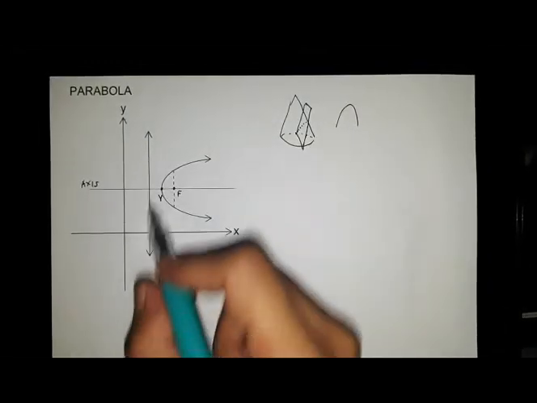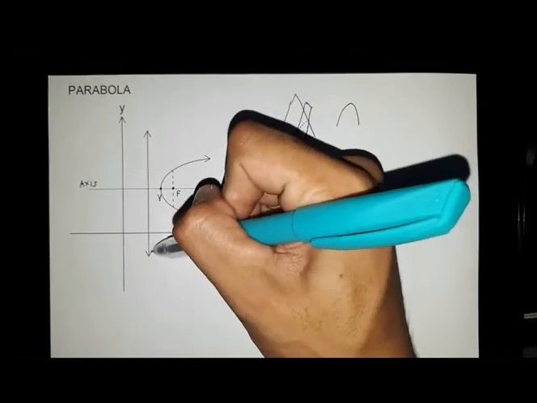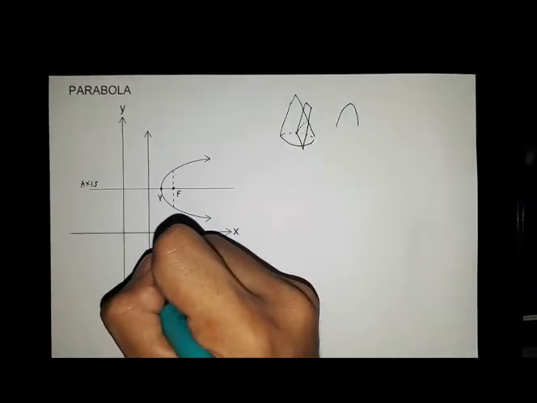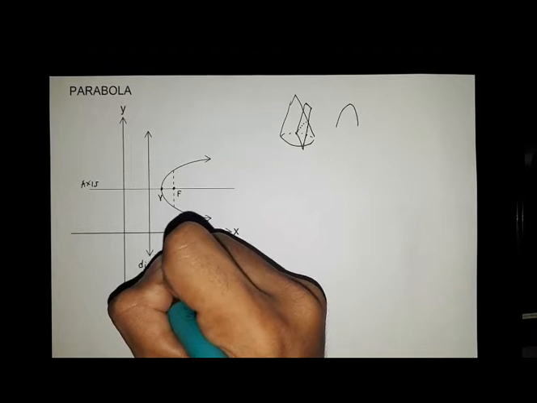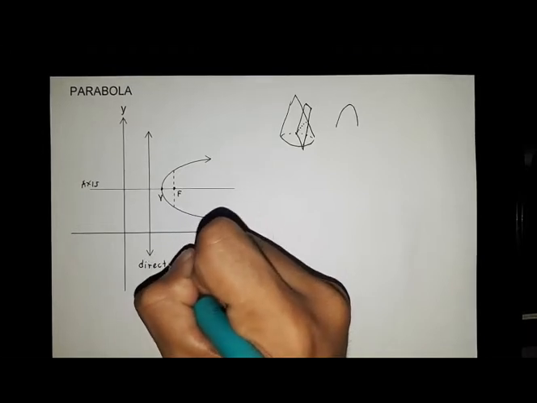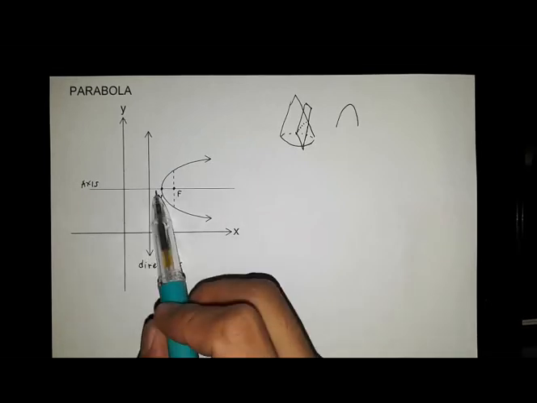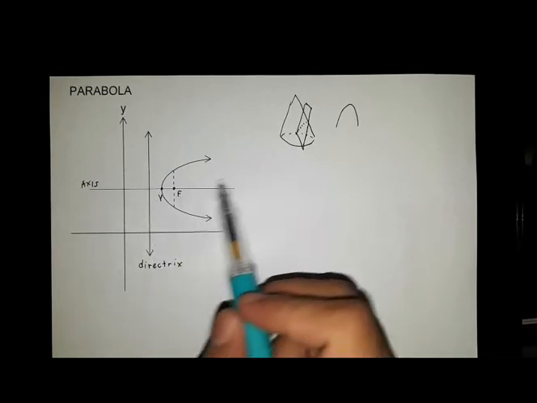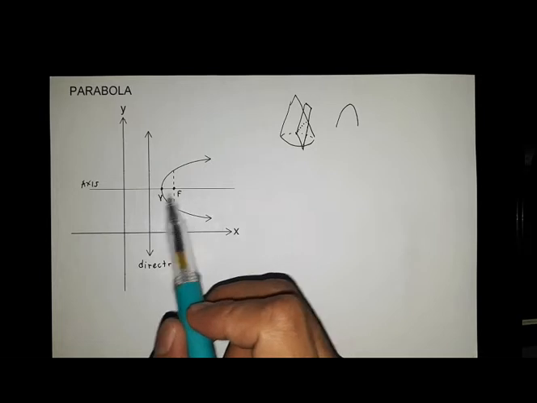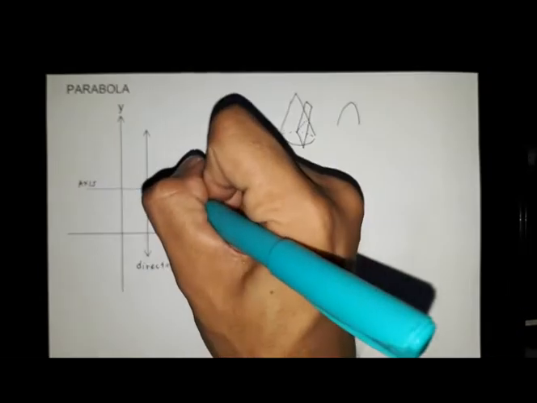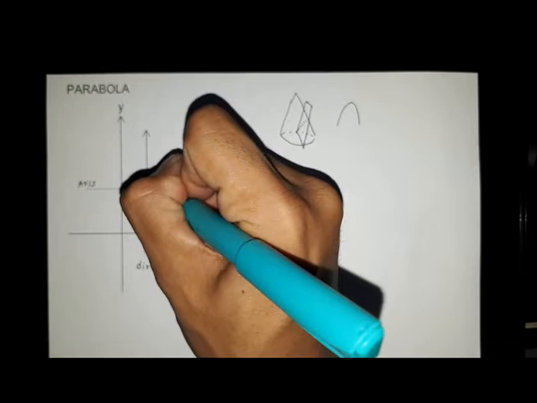And this line is called the directrix of the parabola. The distance between the vertex to directrix and the vertex to focus is equal. So this distance, let's call this distance a.